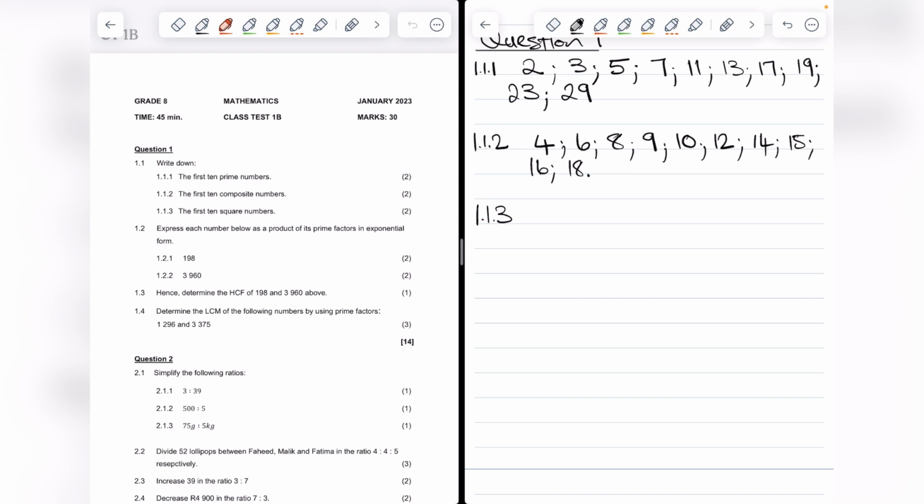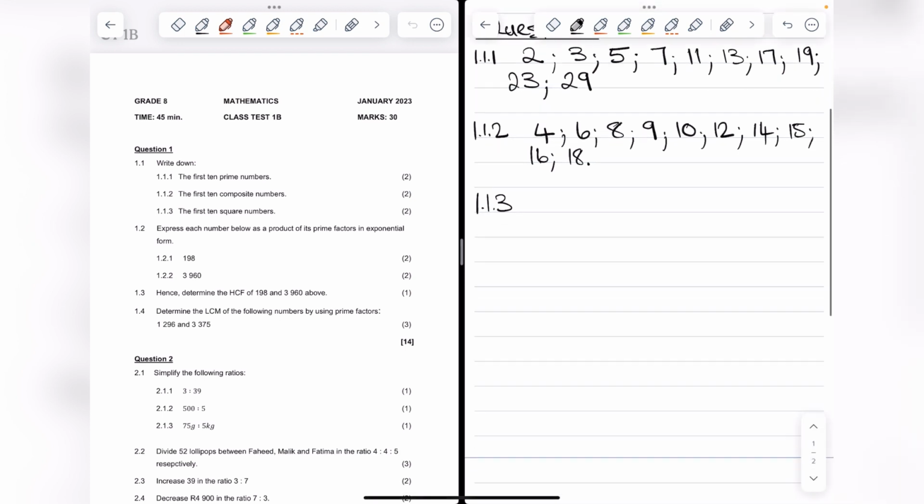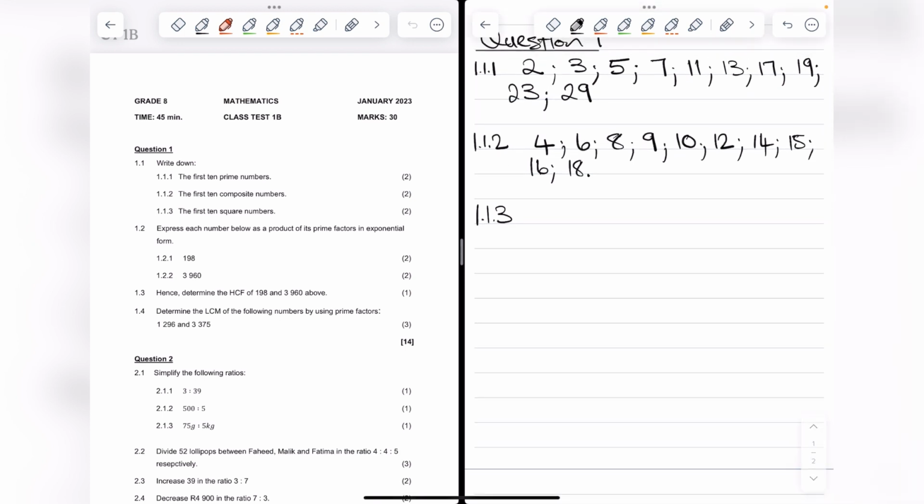So the first square number would be, and a lot of you missed this in your test, 1. Now 1 does feature. 1 is a square number because 1 times 1 is 1. So the square root of 1 is 1. So 1 is a square number. It's the first square number.